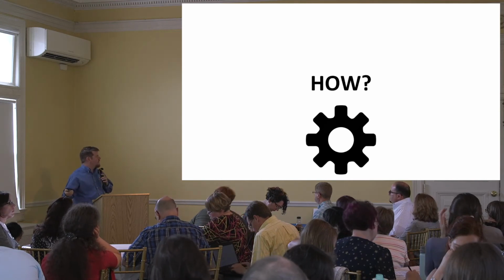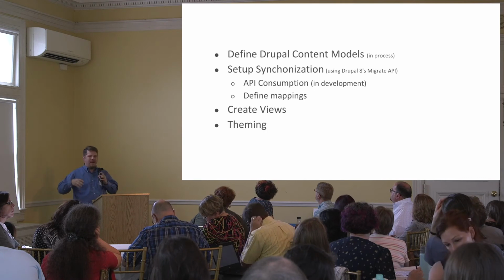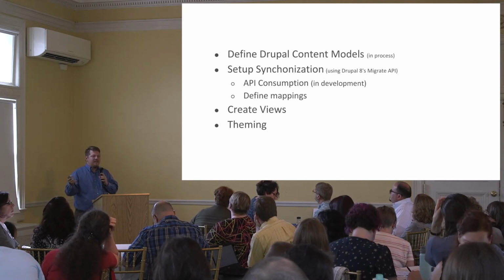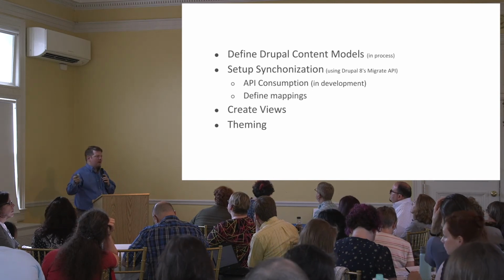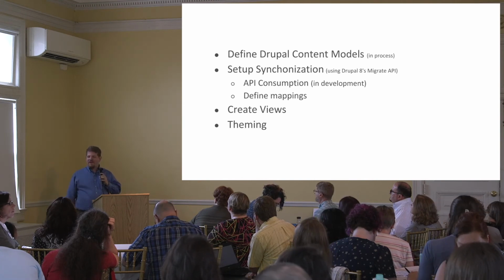So how are we doing this? Well, this is more for the workflow of what we're going through right now. First, we have to define all the content models in Drupal. What does it mean to be a resource? What does it mean to be an archival object? Props to all the ArchivesSpace people who have already done this in ArchivesSpace. We have to copy your work, sorry.